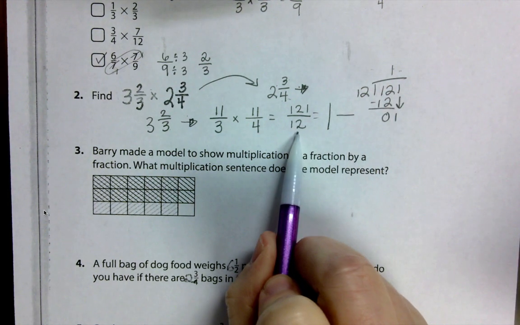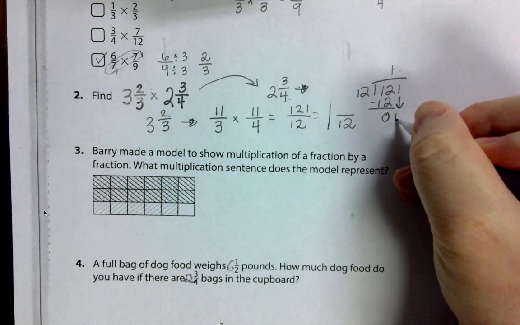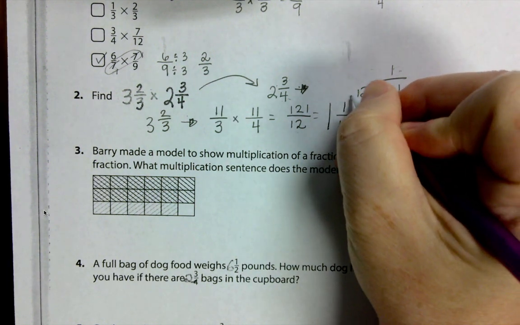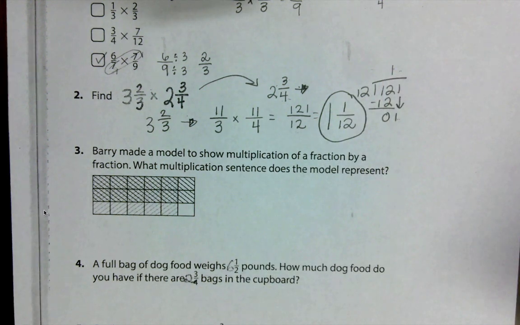Remember, my denominator stays the same. So when in doubt, just denominator stays the same. My remainder here is 1. And in this case, it is simplified because the only factor 1 has is itself, and that's what it shares with everybody. Okay, look at number 3.